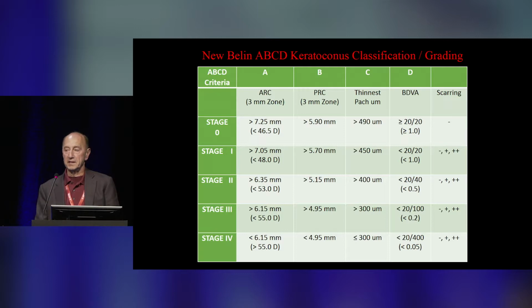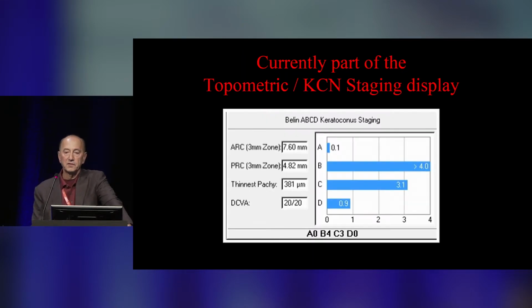C is for thinnest corneal measurement, not just an apical measurement. And D is distance visual acuity. And as I said, this is currently available. It's on the topometric keratoconus staging display. This is a blow-up of the ABCD keratoconus staging.